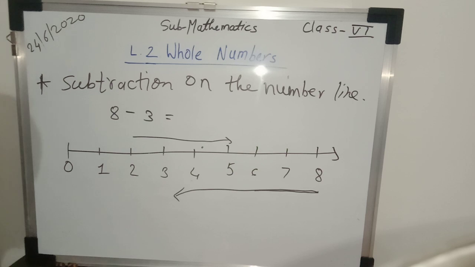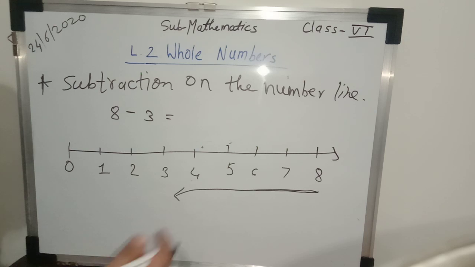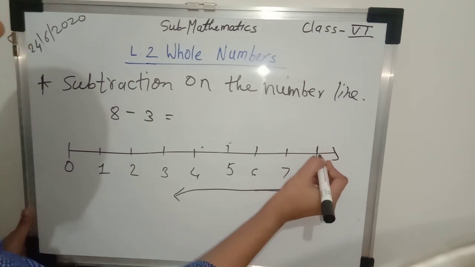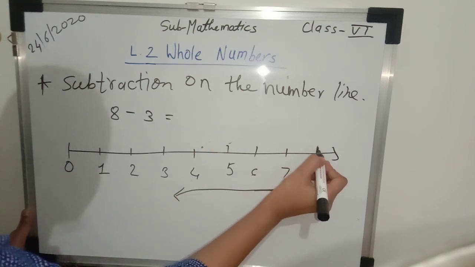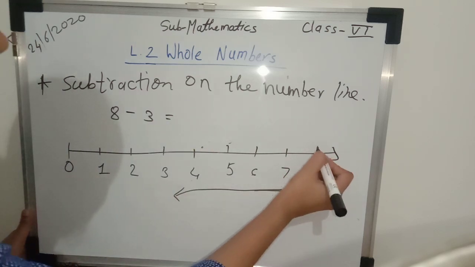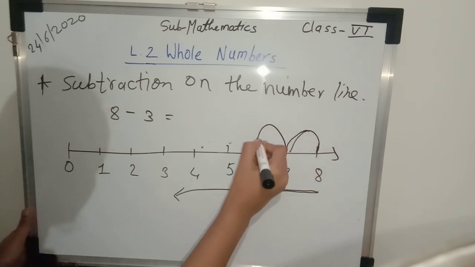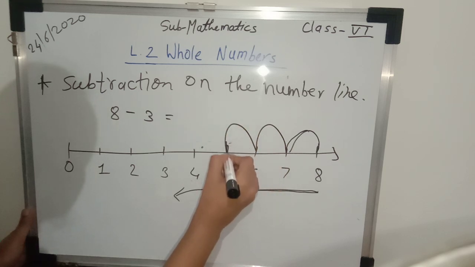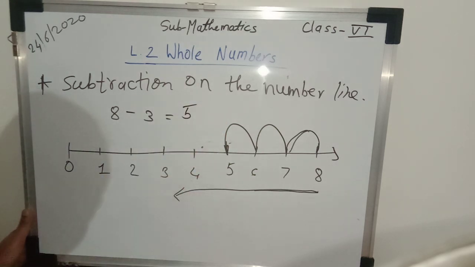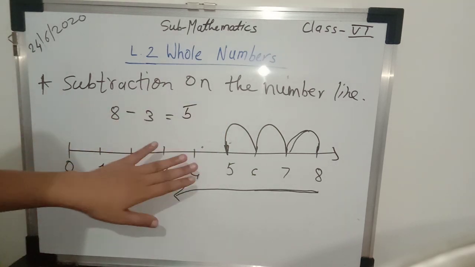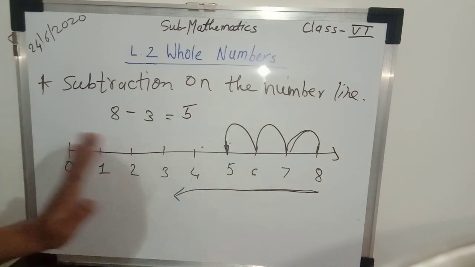So here we'll start from the 8, because 8 is the first number, and we have to move 3 steps to get the answer. We have to move from right to left. So 1, 2 and 3. Here is our answer, and we know that 8 minus 3 is equal to 5. In this way you can subtract whole numbers and show the subtraction of whole numbers on the number line.